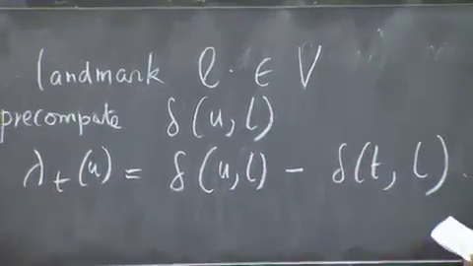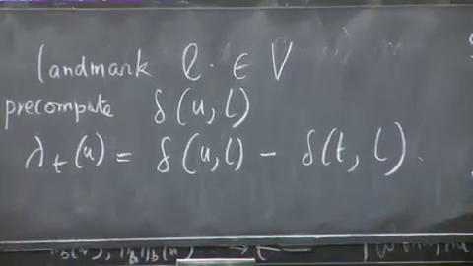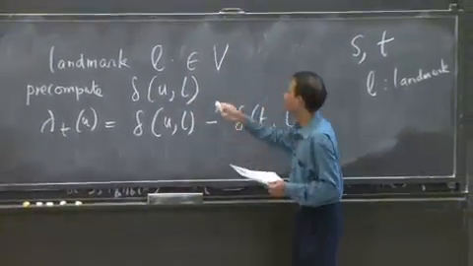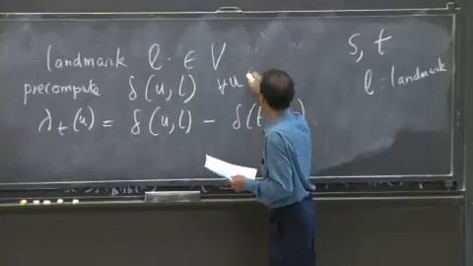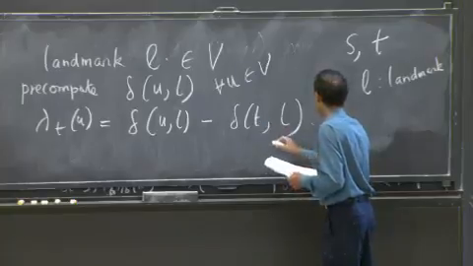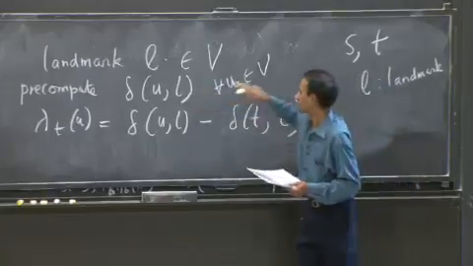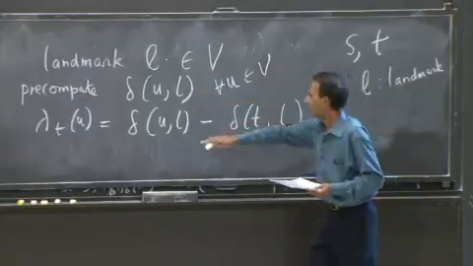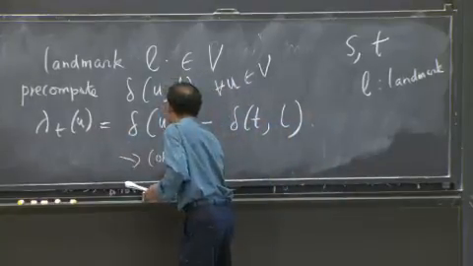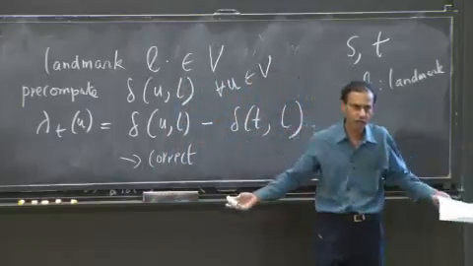Okay? So you have a source S, you have a destination T, and now you have a landmark L. I'm going to pre-compute delta(U, L) for all U belonging to V, and I'm also going to pre-compute for a given T a delta(T, L). So that's just a single T, so that's just one computation. This one is much more computation. And if I use this potential, you can show that it's correct using the triangle inequality. And this is now a heuristic.